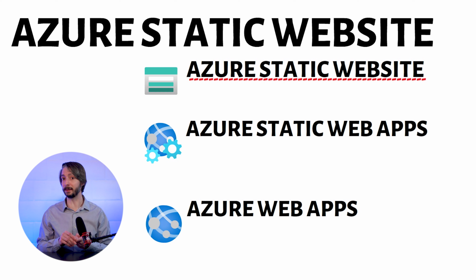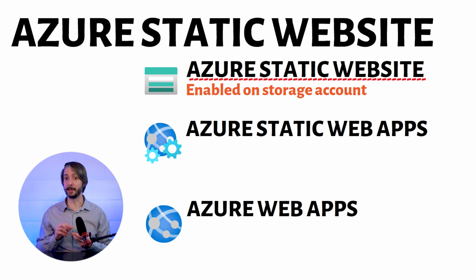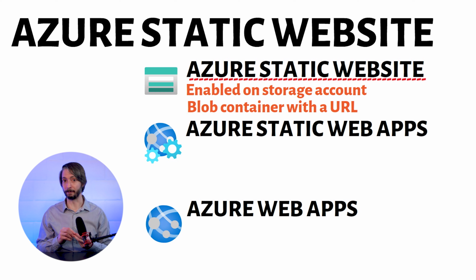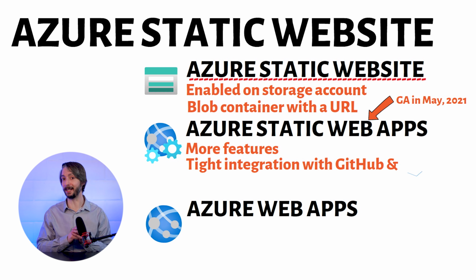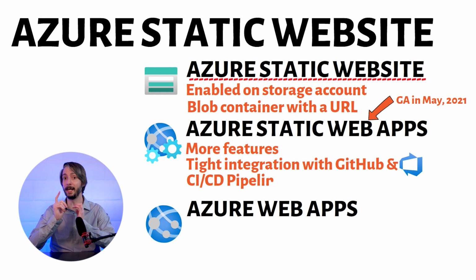Azure Static Website, now this is a feature you can enable on an Azure storage account. You get a blob container along with a URL for your website. Azure Static Web Apps, this is a service which has more features and became generally available in May 2021. It has tight integration with GitHub and Azure DevOps, meaning you can set up a CI/CD pipeline from day one and has overall more functionality for website hosting.